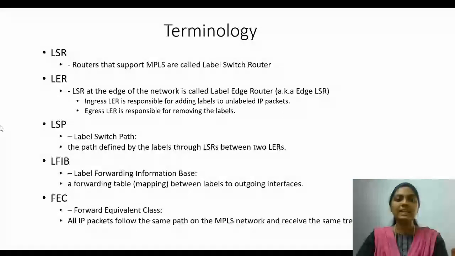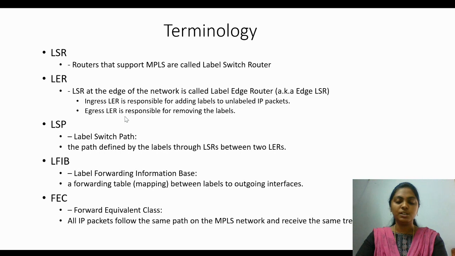And then LER. The LSRs, the MPLS supporting routers which are present at the edge of the network, are called the label edge router. The label edge router can be an ingress node or an egress node. If it is an ingress LER, then it is only responsible for adding the label to an incoming IP packet. And if it is an egress LER, then it is responsible for removing the label and forwarding the IP packet to the destination node.